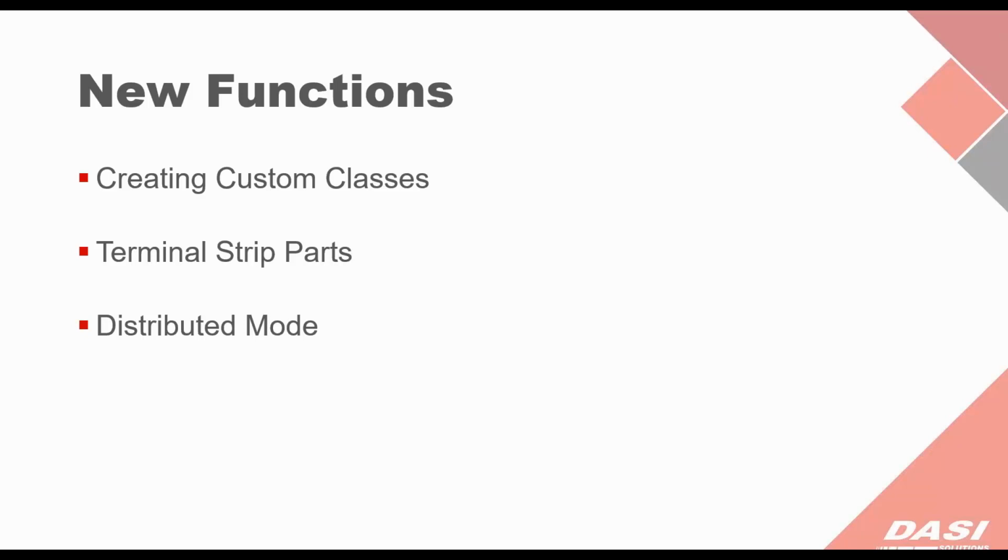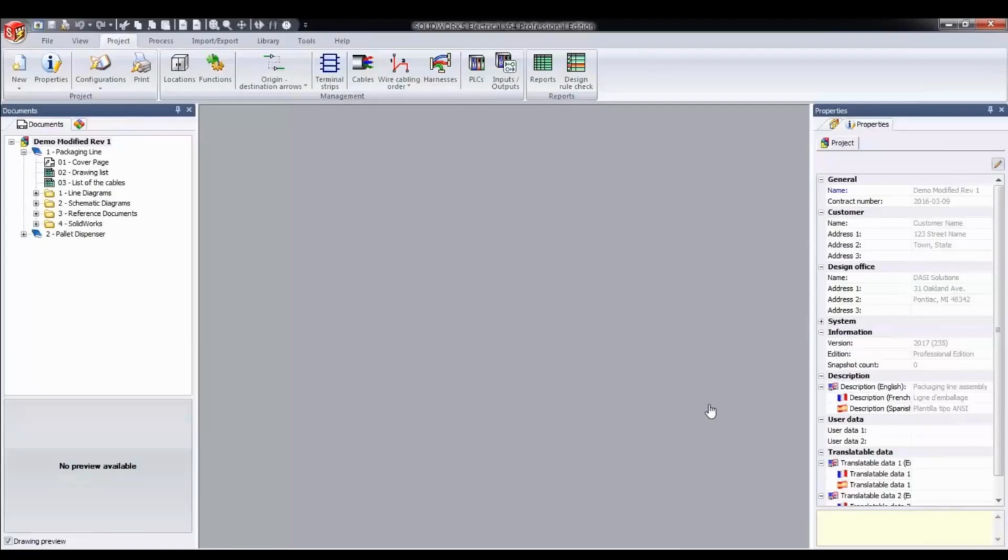We're also talking about terminal strip parts. You'll be able to add your own. And then we're going to talk about this distributed mode. Now this distributed mode is something new, never been talked about before, so I'll show you a little bit more about that as well. So first thing, of course, is this custom properties.